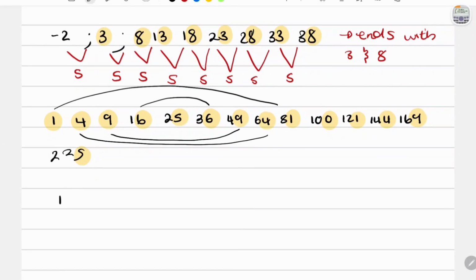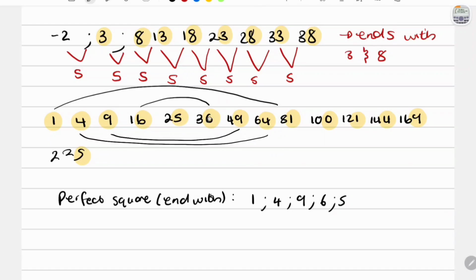So now do you realize that perfect square numbers, this is what they end with. They end with numbers like 1, 4, 9, 6, 5. Then we have 6 again, 9, 4, 1. We already have that 0, right? And that's basically it. Those are the kind of numbers that perfect square numbers end with.